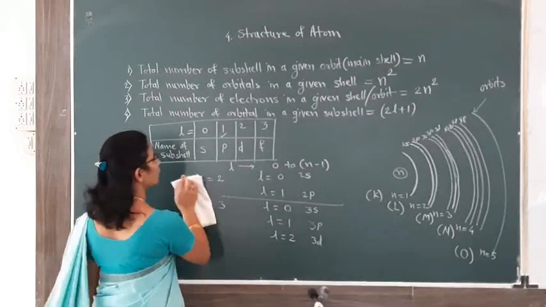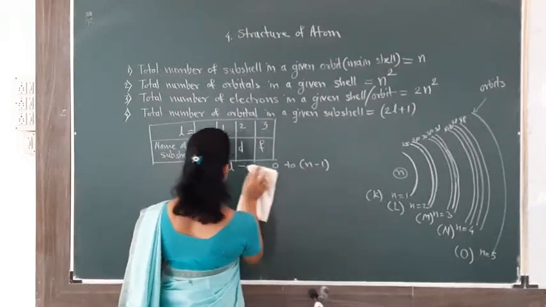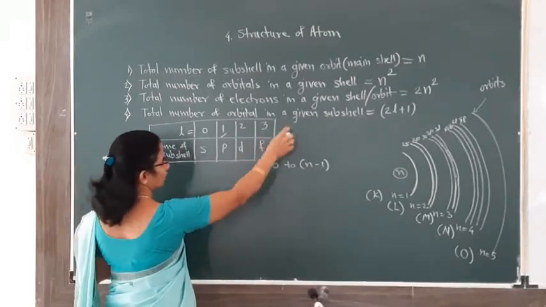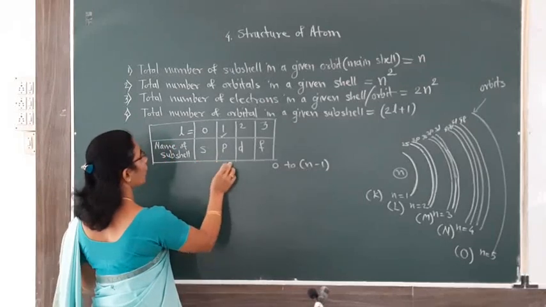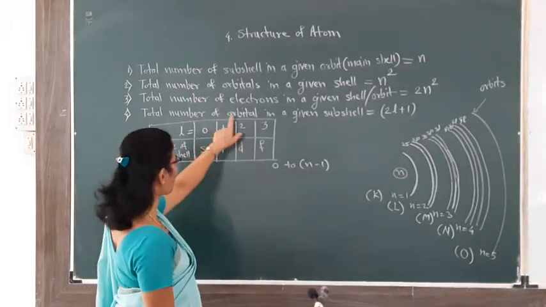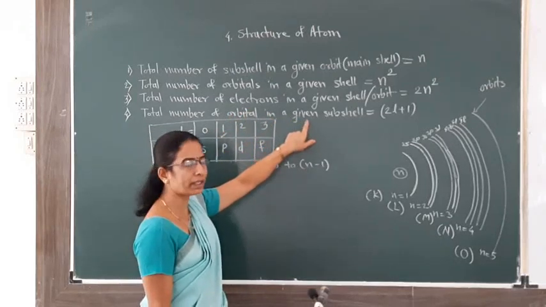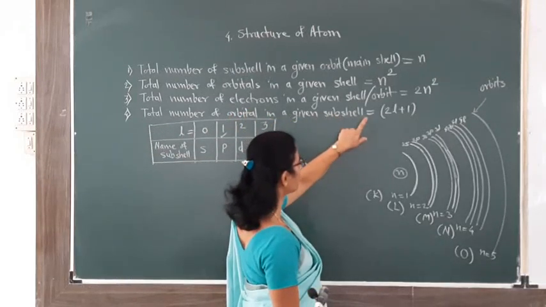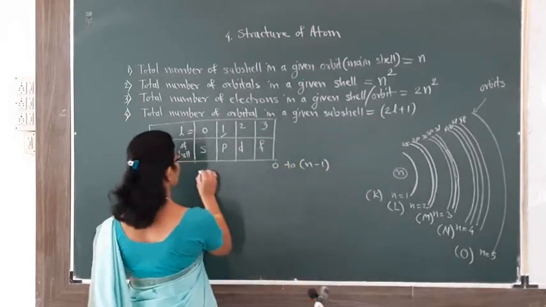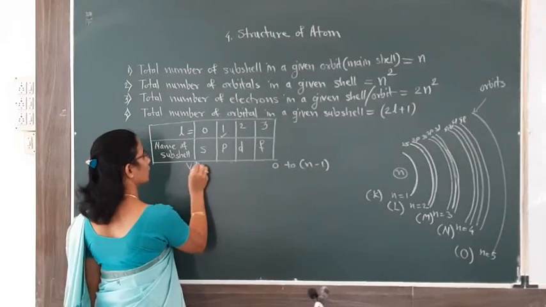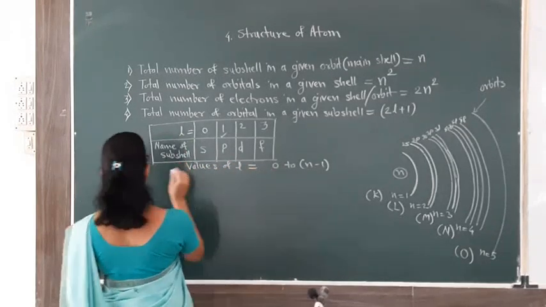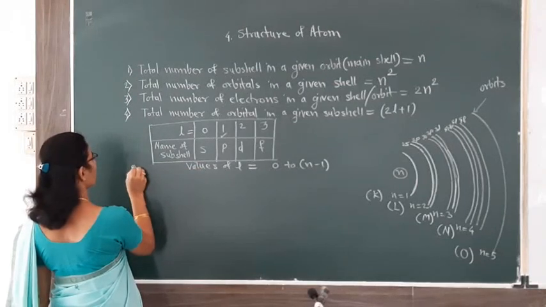In this way, with the help of this chart and the formula, you can find the number of subshells which are present in a given shell and also the number of orbitals present in a given subshell. Now let's see how the orbitals are determined. Here I will write the formula. Values of L is equal to, so this is the fifth formula.